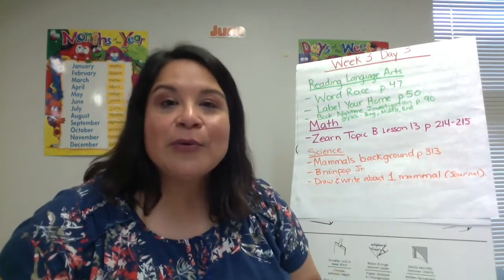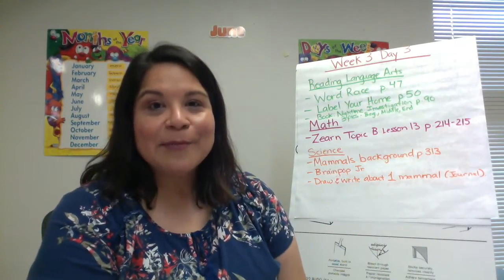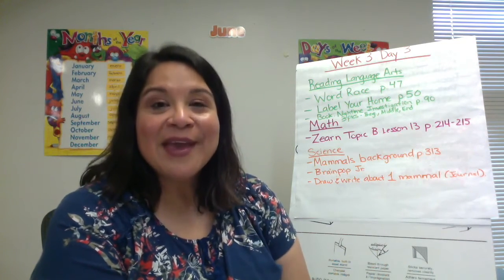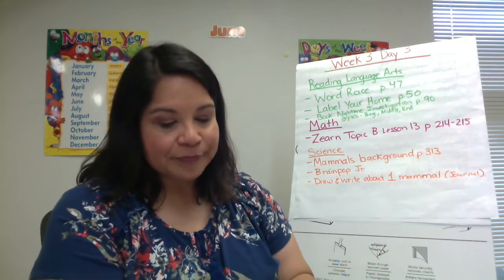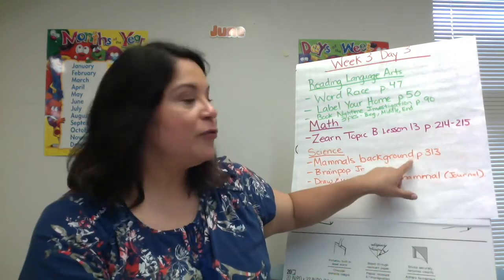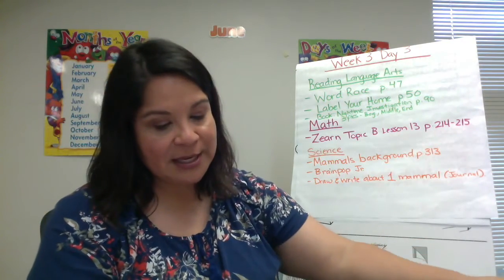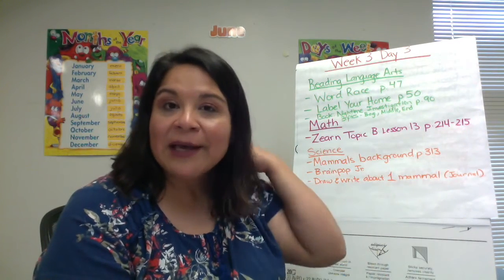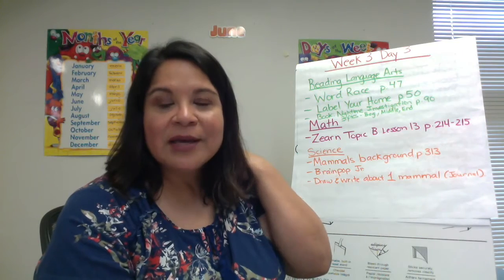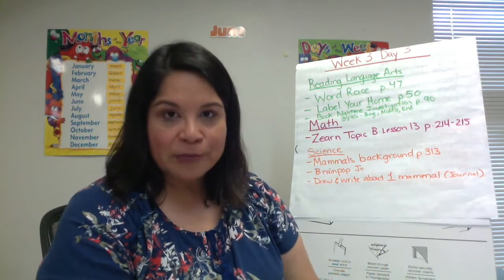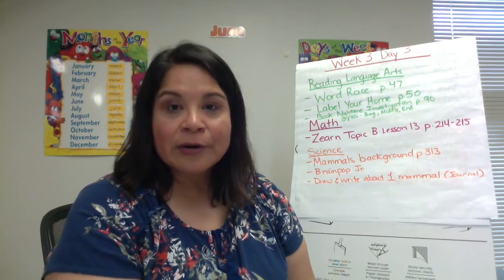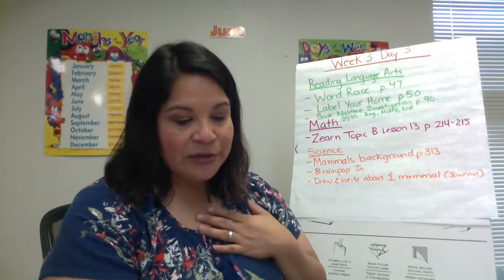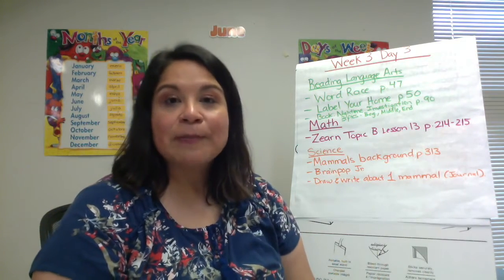So for science today, we're going to be talking about mammals. Mammals are, of course, animals or people, right, that have hair, and you'll find the background information on page 313. They are considered to be vertebrates, which means that they have a spine like us, a backbone. So all mammals are vertebrates, and they have fur or hair, and they breathe through their lungs like we do, right? And they feed milk to their babies, okay?